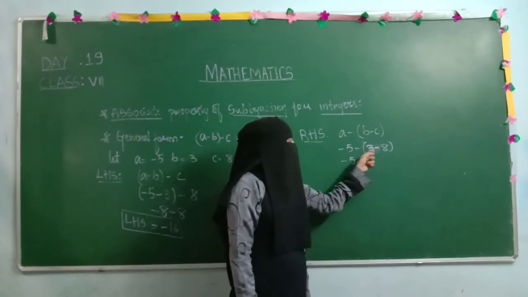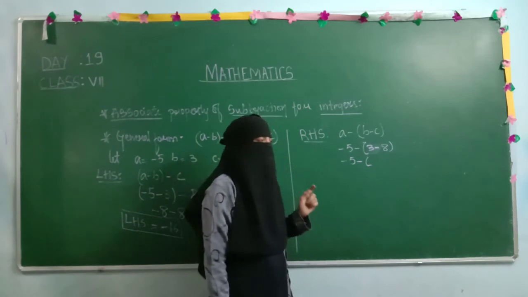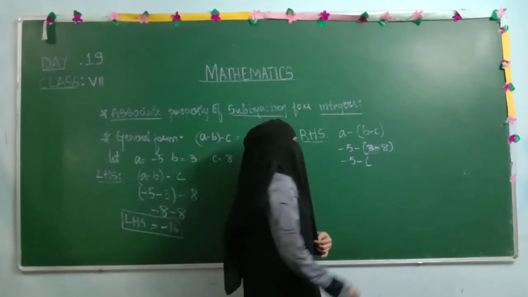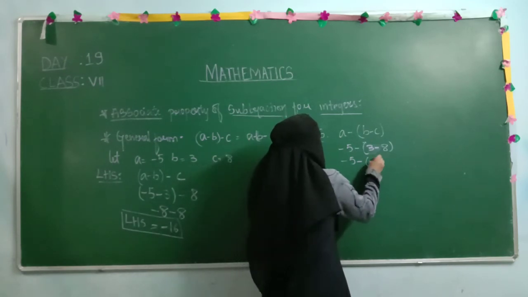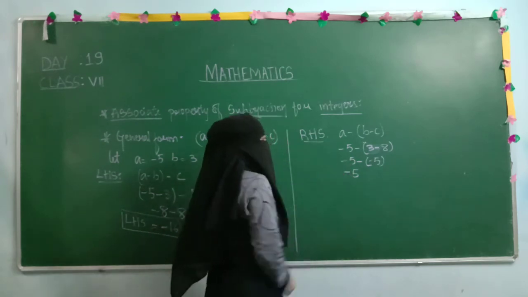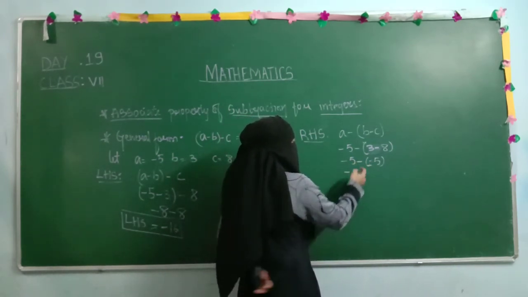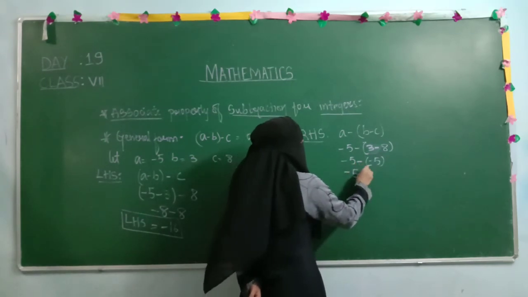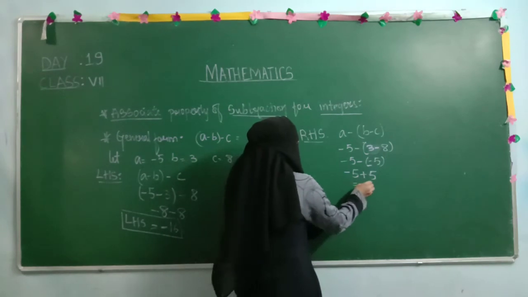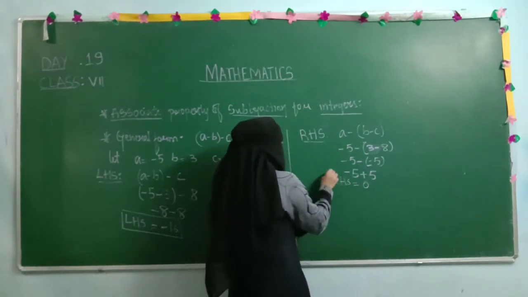So 8 minus 3 gives 5. But which 5, plus 5 or minus 5? Yes, it is minus 5. Why? Because the bigger number has the minus sign, so we write the minus sign in the result also. So it gives minus 5. We write this minus 5 as it is. Now as you observe here, two signs are there, a bracket is there. We need to multiply the signs. Minus into minus gives plus. Minus 5 plus 5 gives 0. This 0 is the RHS.